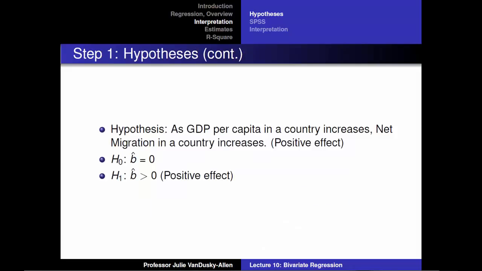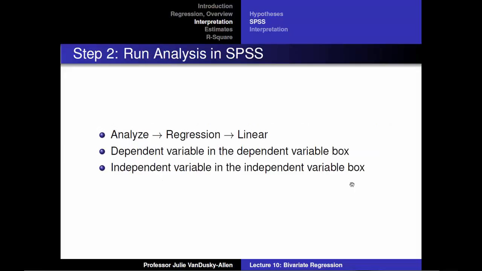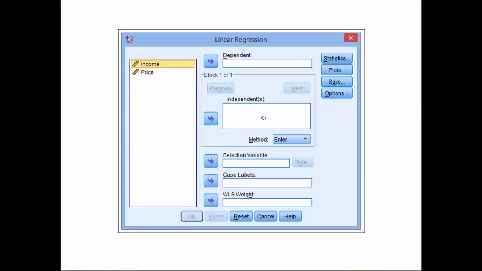Now, going back to the example from the beginning of the lecture, I expect GDP per capita to have a positive effect on net migration in a country. So my null hypothesis would be that b hat equals 0, and my alternative hypothesis would be b hat is greater than 0 for a positive effect. After you write your hypotheses, you run your analysis in SPSS. In SPSS, you click Analyze, Regression, Linear. You put the dependent variable in the dependent box, and you put the independent variable in the independent box.